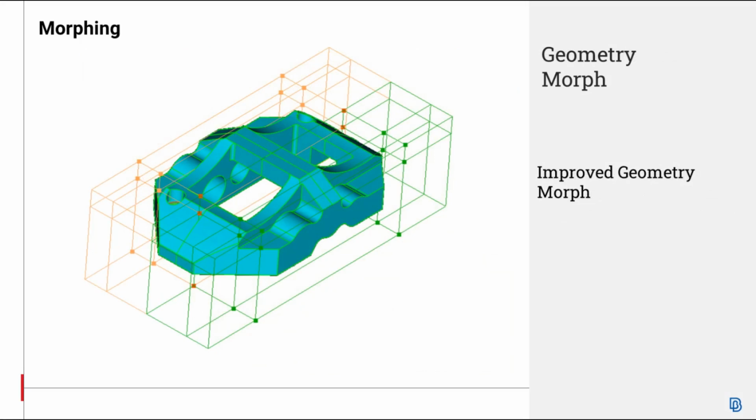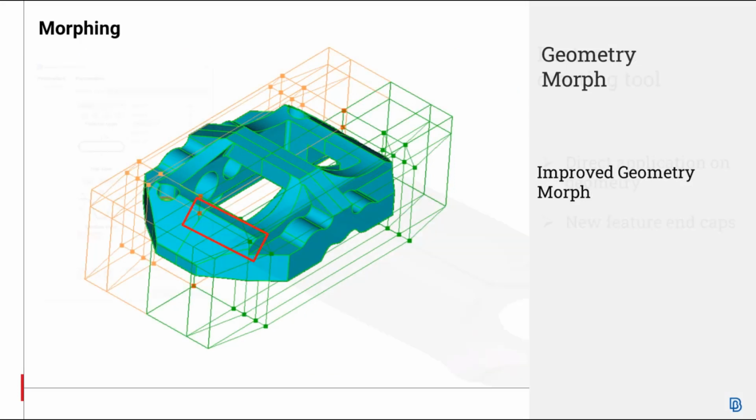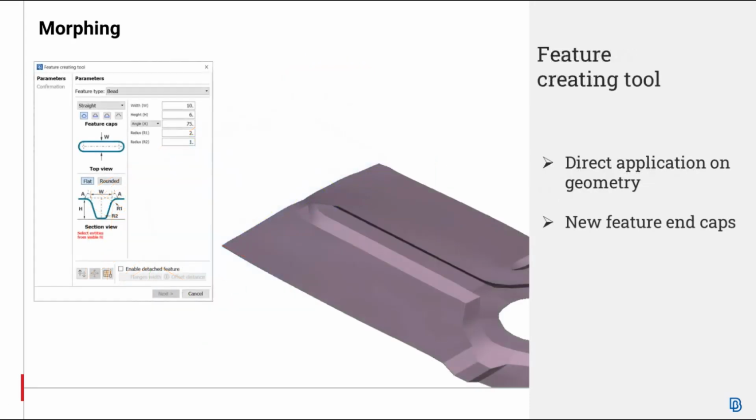Geometry morph with boxes can be done directly, rapidly and accurately without intermediate steps. Until now, the geometry check was needed, but in version 23 it is obsolete, making the morphing easier and faster. The feature creating tool can now be applied directly on geometry. There is no need for FE mesh, and at the same time, feature end caps are now displayed in a separate field, and some new ones are supported, providing wider variety and higher accuracy in feature creating options.